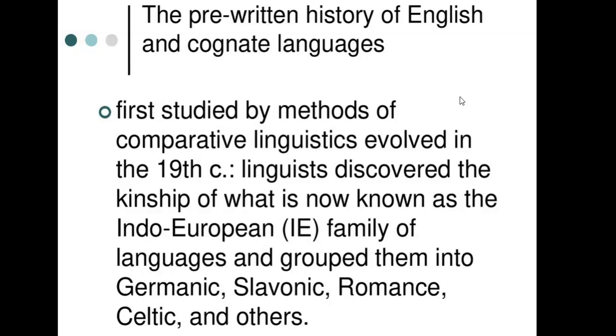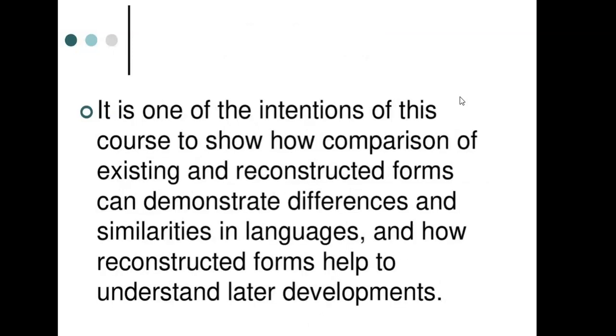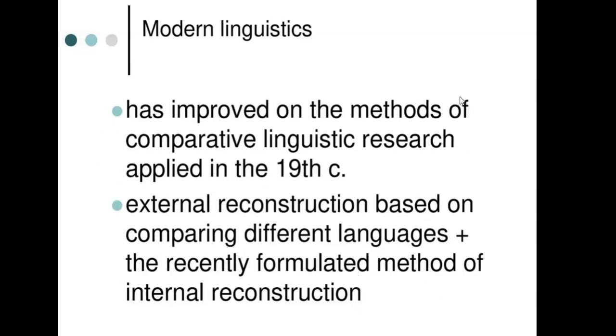The pre-written history of English and the cognate languages. The first studies by methods of comparative linguistics evolved in the 19th century. Linguistics discovered the kinship of what is known as the Indo-European family of languages and grouped them into Germanic, Slavonic, Romance, Celtic, and others. It is one of the intentions of this course to show how comparison of existing and reconstructed forms can demonstrate differences and similarities in language, and how reconstructed forms help to understand later developments.